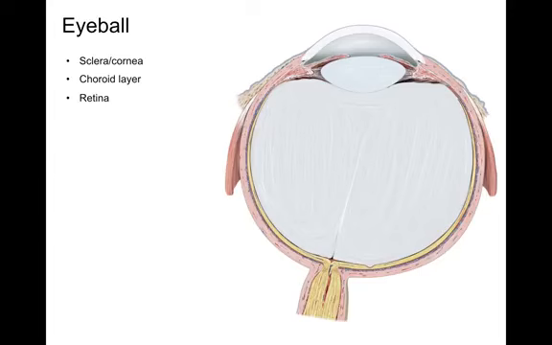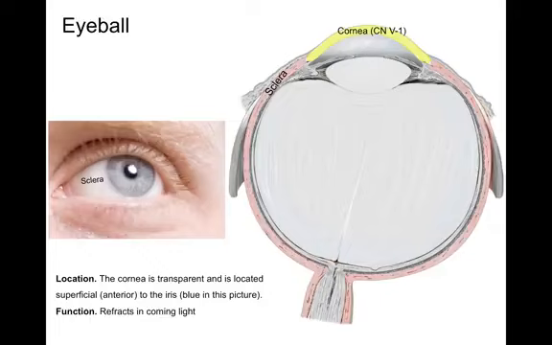Now, what are the layers of the eyeball? There's 3 layers: the sclera with cornea, the choroid layer, and the retina. Well, the sclera, even though this is shown in pink, it's actually the white of the eye, like the photograph we see on the left. It's the white of the eye. It's dense fibrous connective tissue. And that's dense because that's where your extraocular muscles attach, like superior rectus and inferior oblique.